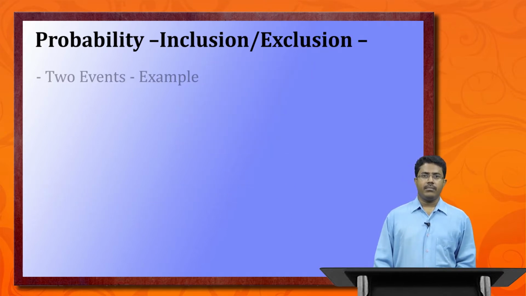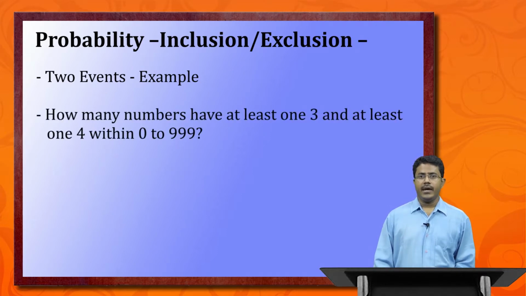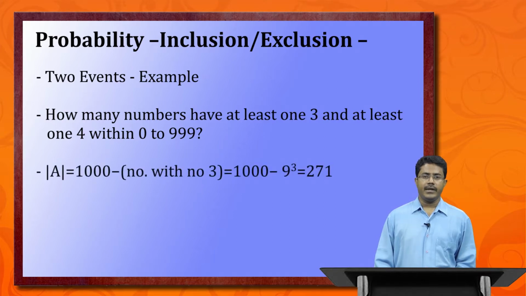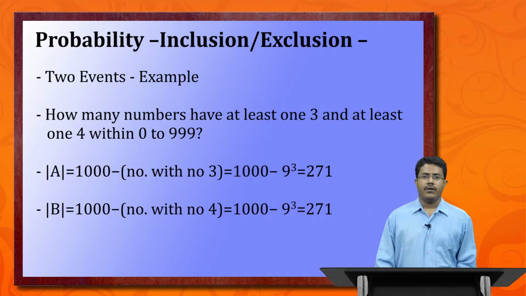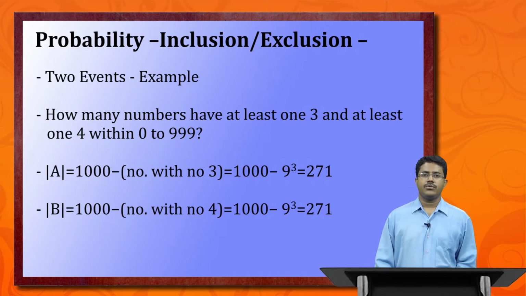So we will take an example for two events. How many numbers have at least one 3 and at least one 4 within 0 to 999? By using this simple theory, we can calculate very easily. For event A, there are a thousand numbers. Numbers with at least one 3 is 1000 minus 9 to the power 3, which is 271. For event B it is the same: 1000 minus numbers with no 4 equals 271.